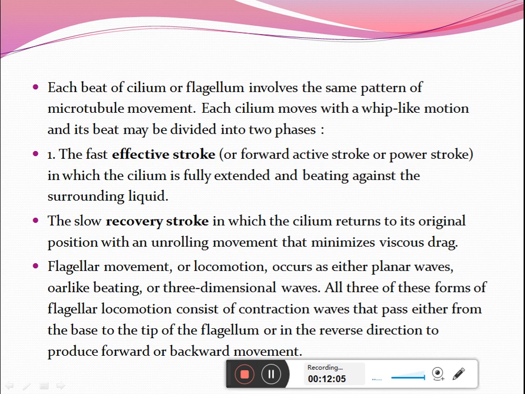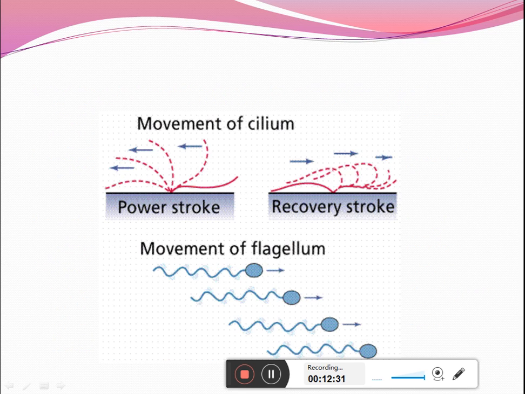In the case of flagellar movement or locomotion, it occurs as either planar waves or helical beating, or three-dimensional waves. All these forms of flagellar movement consist of contraction waves that pass either from the base to the tip of the flagellum or in the reverse direction to produce forward or backward movement. The picture shows the movement of the cilium. This is the power stroke, and this is the recovery stroke. This is the movement of the flagellum.